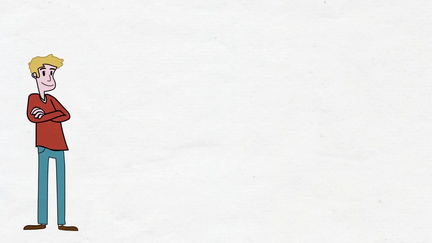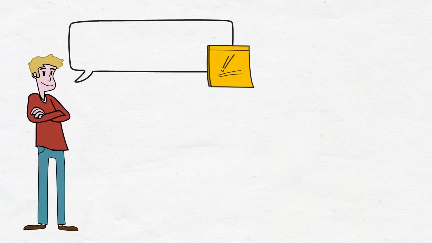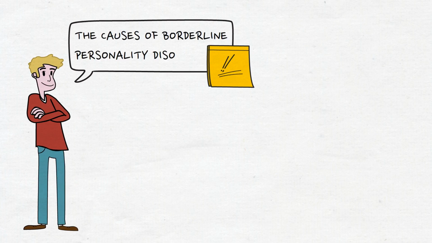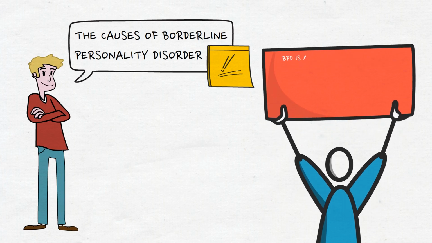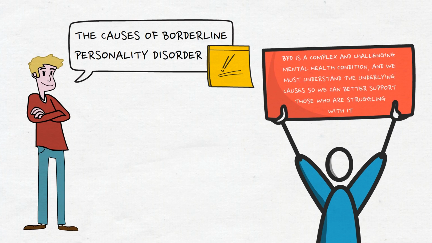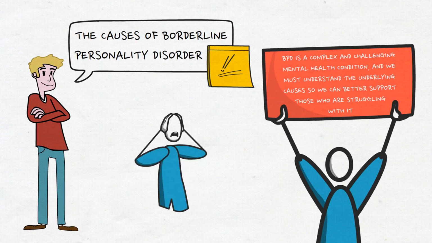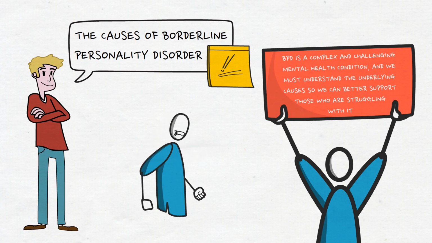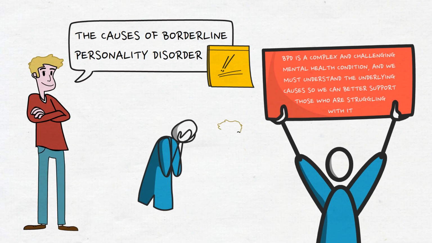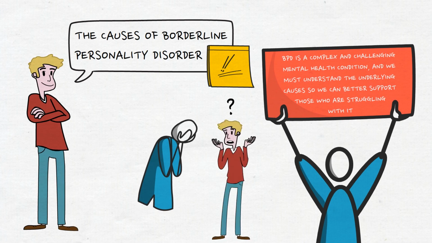Hello, everyone. Today we will be discussing a very important and sensitive topic, which is the causes of borderline personality disorder, or BPD. First, let me start by acknowledging the fact that BPD is a complex and challenging mental health condition, and we must understand the underlying causes so we can better support those who are struggling with it. BPD is a type of personality disorder that is characterized by intense emotions, impulsive behaviors, and unstable relationships. It can be a difficult condition to understand, but it's important to try because those who live with BPD need support and understanding from their loved ones and society at large.